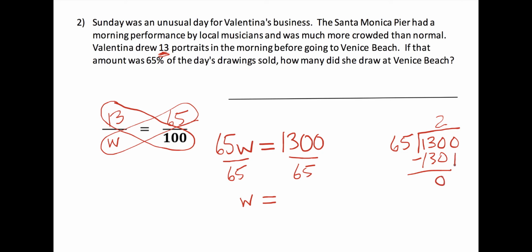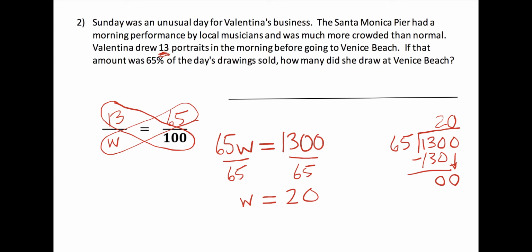But we're not done. We still have another 0. Do not forget about bringing those zeros down. 65 does not go into 0 at all, okay? So 20. W equals 20. 20 is the total number of drawings that Valentina drew and sold during the course of the day at both Santa Monica Pier and at Venice Beach. But that's not what the question's asking. The question is asking, how many did she draw at Venice Beach?